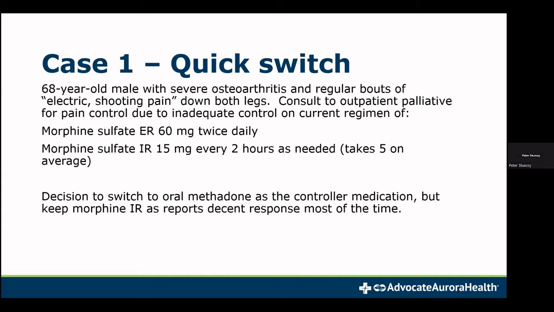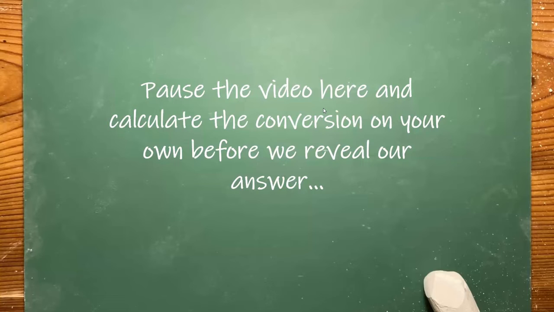So we have a 68-year-old male, severe osteoarthritis, but they also have regular bouts of electric shooting pain down both legs. Outpatient palliative is consulted for pain control, so this is an outpatient. The current regimen is 60 of morphine sulfate extended release twice a day, and then 15 every 2 hours, and he takes about 5 a day on average. So the decision's been made to switch to oral methadone, but keep the morphine IR, as the patient says that he's getting a good response when he uses that.